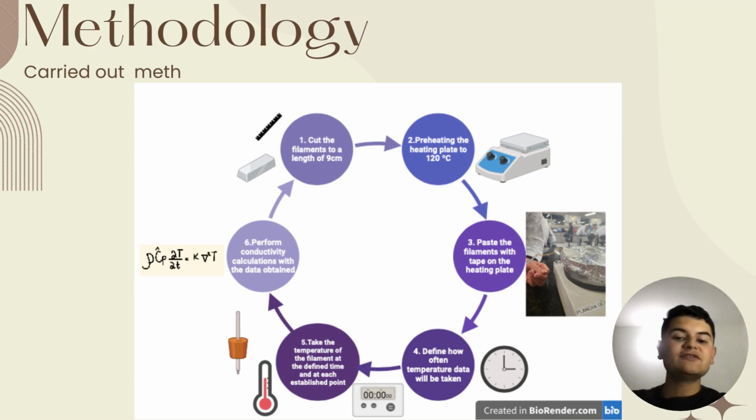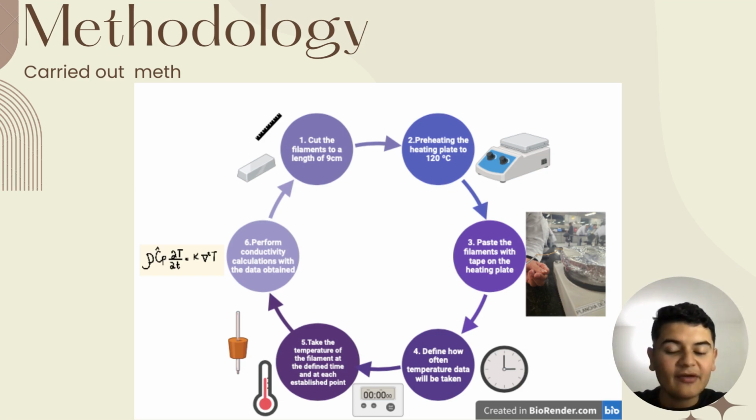The second step is to preheat the heating plate to 120 degrees. Also here it is important to mention that although we preheat the heating plate to 120 degrees, we have to use a lot more, because the initial part of the filament, the part that was pasted to the tape, wasn't at the desired temperature. It was a little bit less, so we had to increase the temperature of the heating plate.